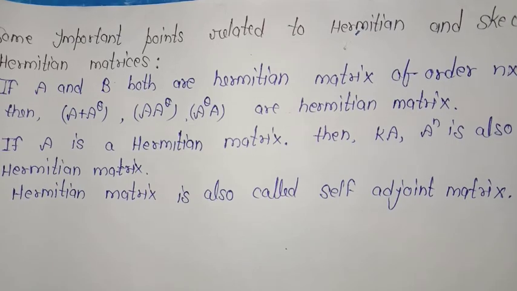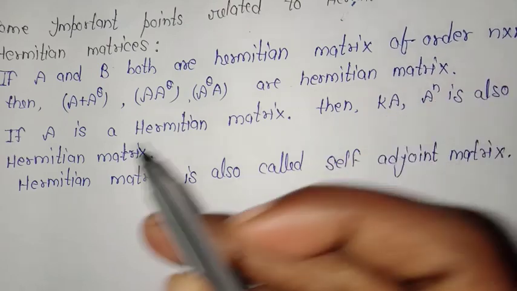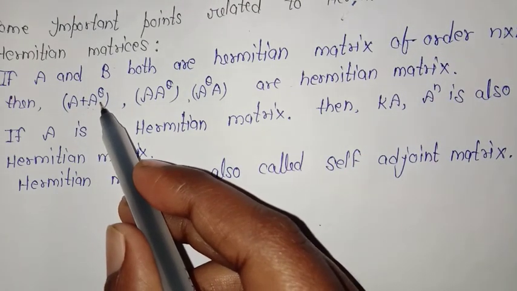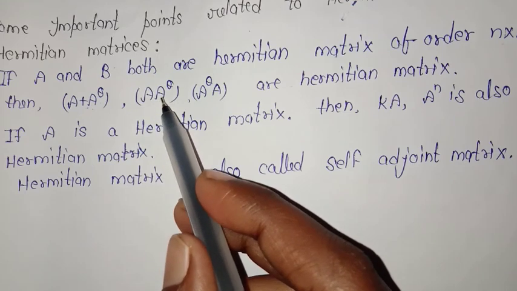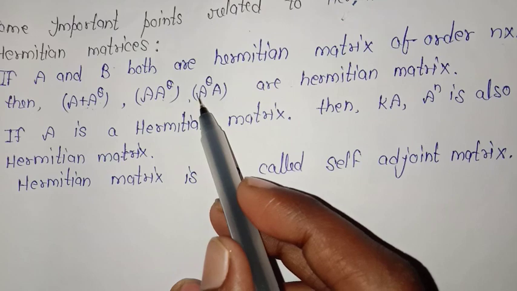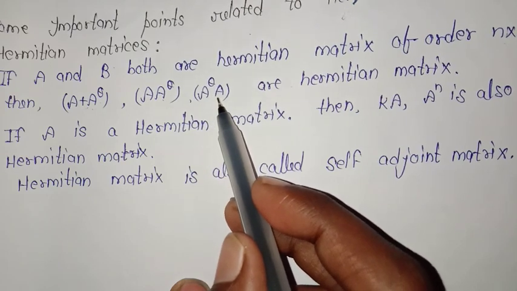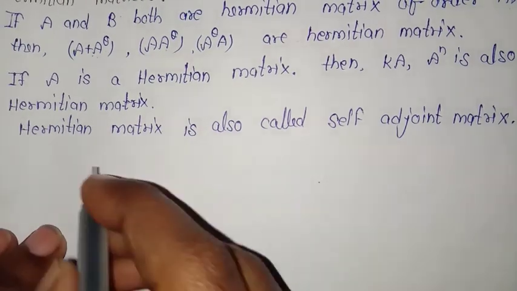So let A and B both be Hermitian matrices of order n cross n. Then A plus conjugate transpose of A, A times conjugate transpose of A, and conjugate transpose of A multiplied with A, all are Hermitian matrices. Now I will prove this.